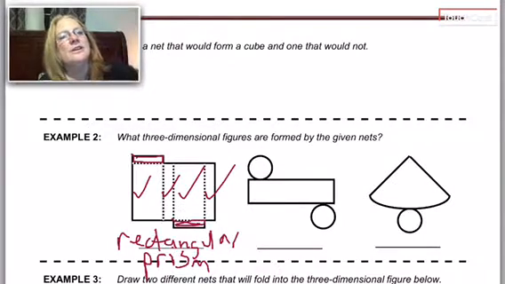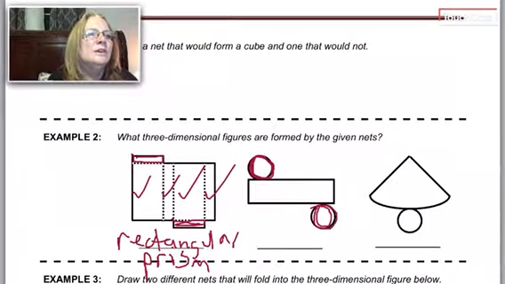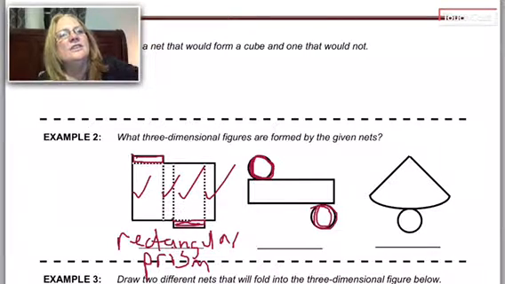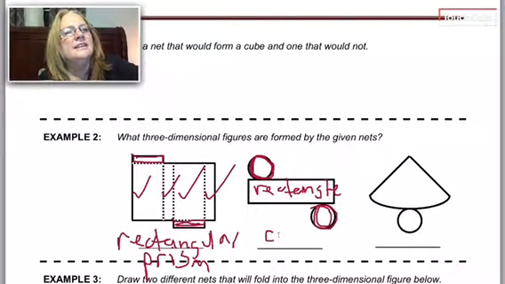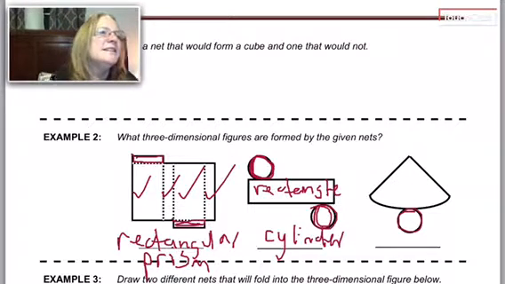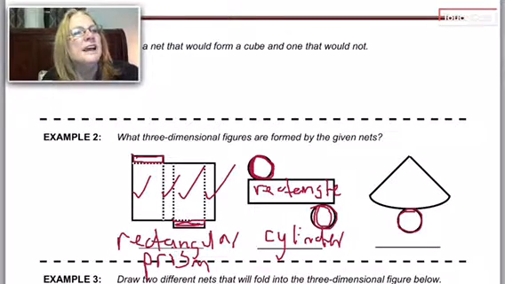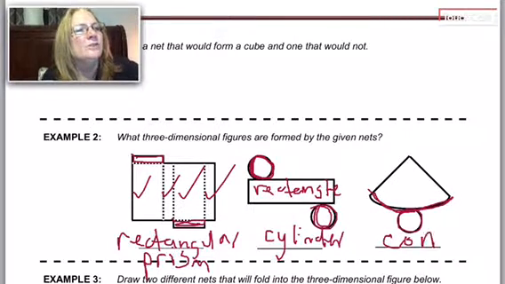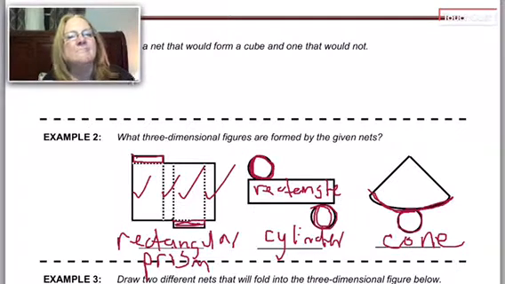Now in this next one, here are our bases. So their bases are circles. And then when we form this, the lateral face is a rectangle, and this is a cylinder. And in this last one, here's the base. There's only one base. And then the side, it's not really a triangle because it has this curved portion right here. But if we were to fold that up, that would be a cone.